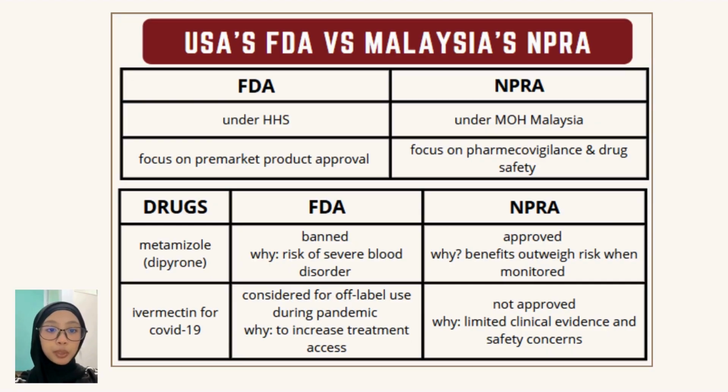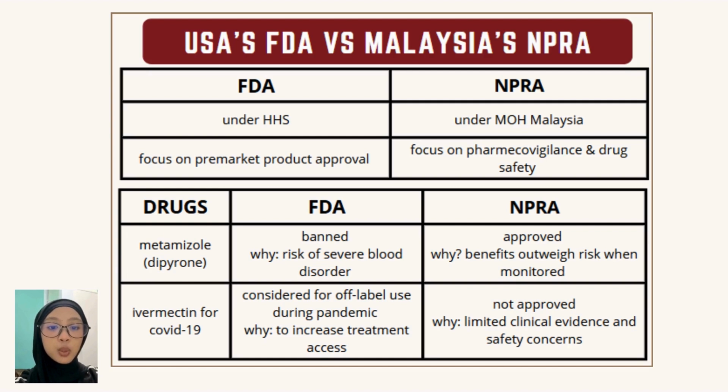Next, I will compare two important drug regulatory agencies, which are the FDA in the United States and NPRA in Malaysia, especially in terms of drug approval and safety decisions. First, the FDA operates under the US Department of Health and Human Services (HHS), while the NPRA operates under the Ministry of Health Malaysia. In terms of regulation focus, the FDA mainly emphasizes pre-market product approval, meaning drugs are carefully evaluated before they are allowed into the market. In contrast, NPRA focuses more on pharmacovigilance, which is continuous monitoring of drug safety after a drug has been approved.